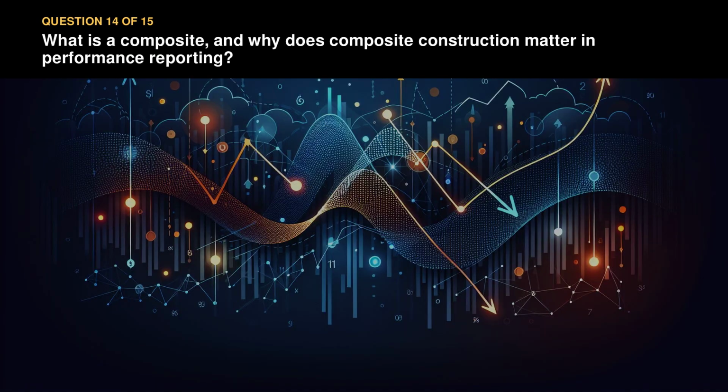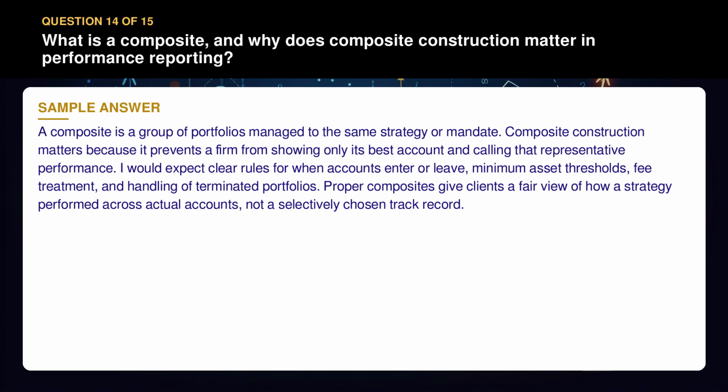Question 14. What is a composite, and why does composite construction matter in performance reporting? A composite is a group of portfolios managed to the same strategy or mandate. Composite construction matters because it prevents a firm from showing only its best account and calling that representative performance. I would expect clear rules for when accounts enter or leave, minimum asset thresholds, fee treatment, and handling of terminated portfolios.